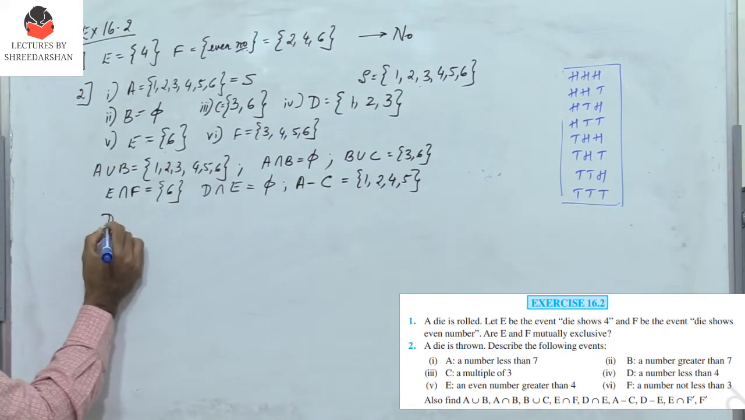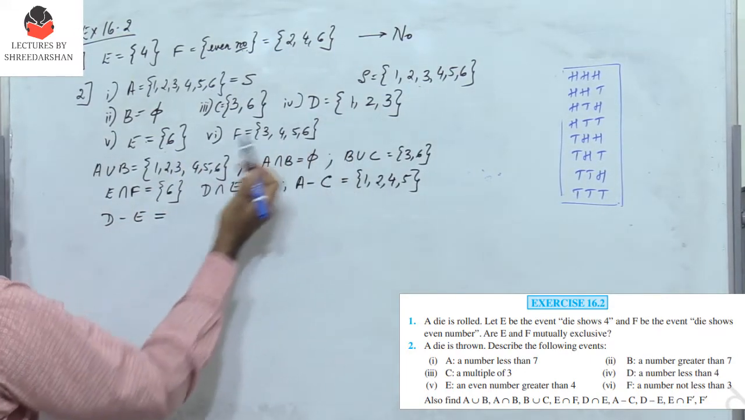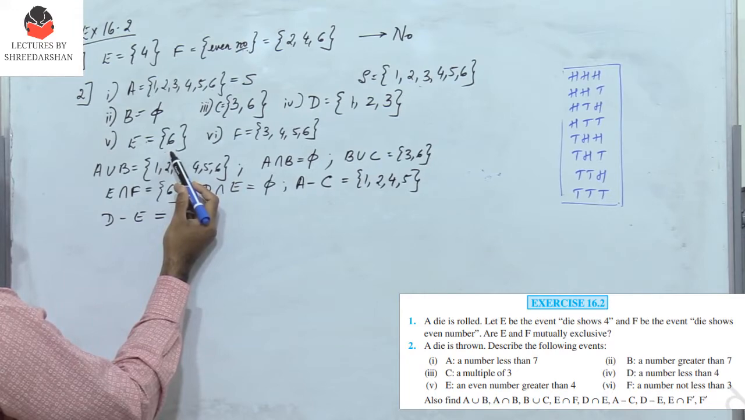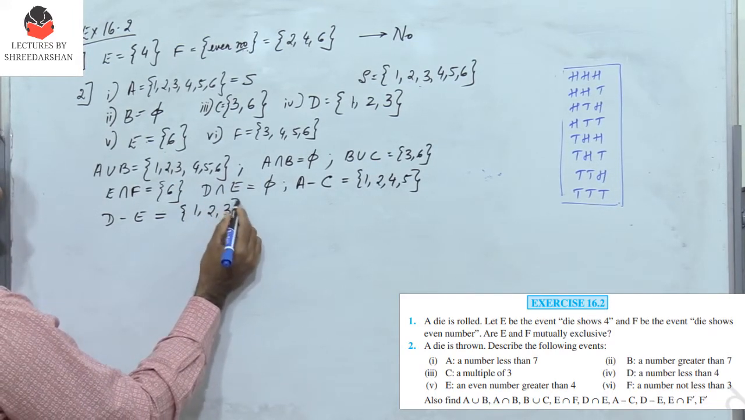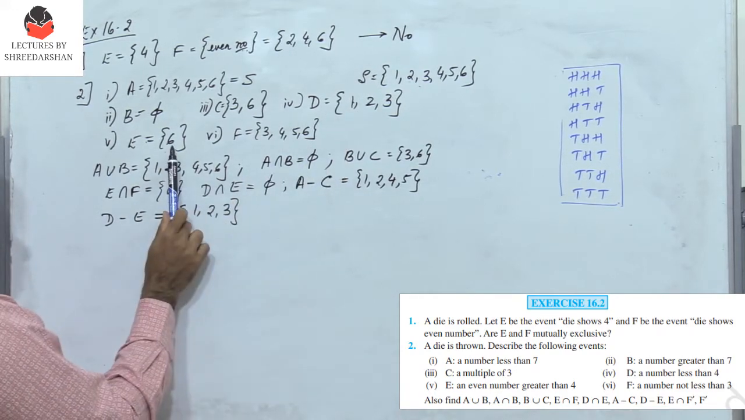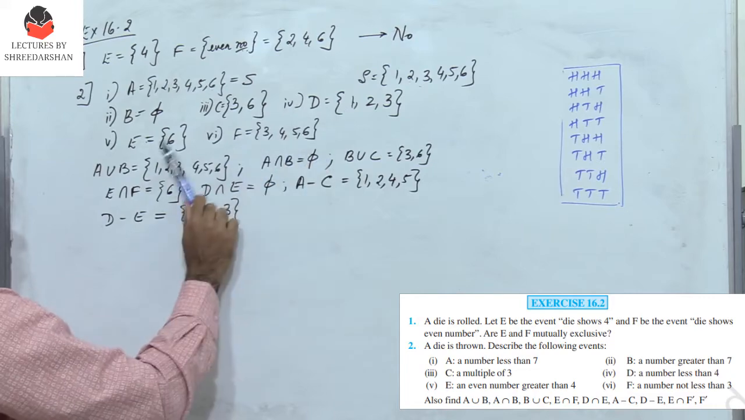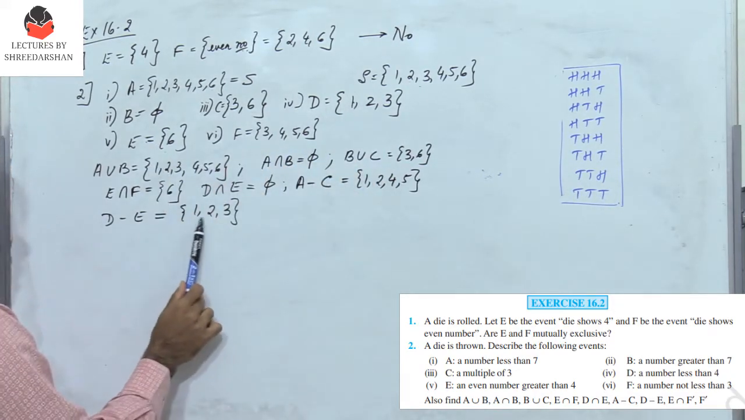Next, D minus E. All the elements in D which are not there in E. It is nothing but 1, 2 and 3. Right? All the elements which are in D but not in E. So I find that there is nothing common, right? So all these 3 elements are not present in E, so I write 1, 2, 3 here.